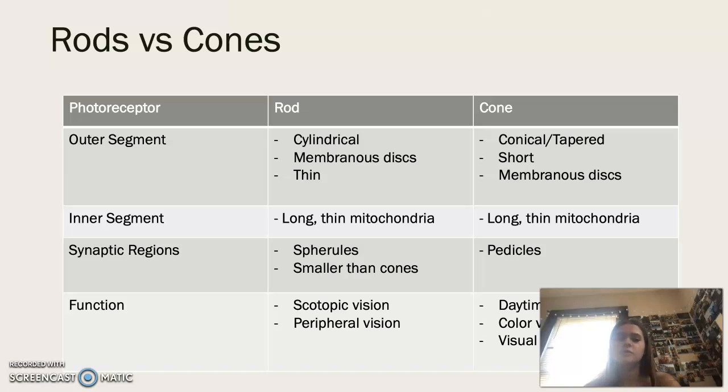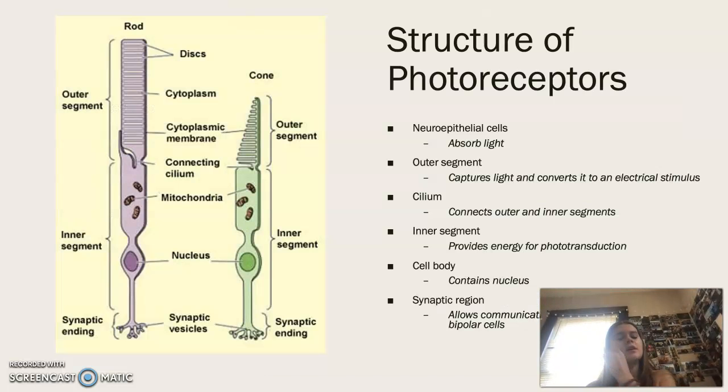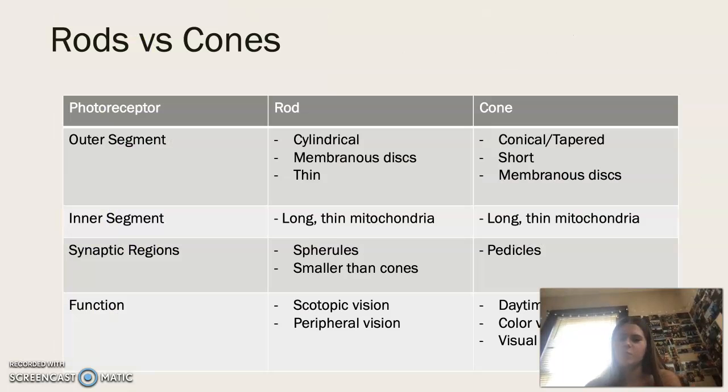They have membranous discs which just attach to the plasma membrane, and they are very thin. So if we go back and look at our previous image, we can see here the outer segments of the top part of the rod. It is cylindrical, although it's kind of hard to see. It's a different shape than the outer segment of the cone, which from here we can see is conical, or tapered, or cone shape, giving it its name.